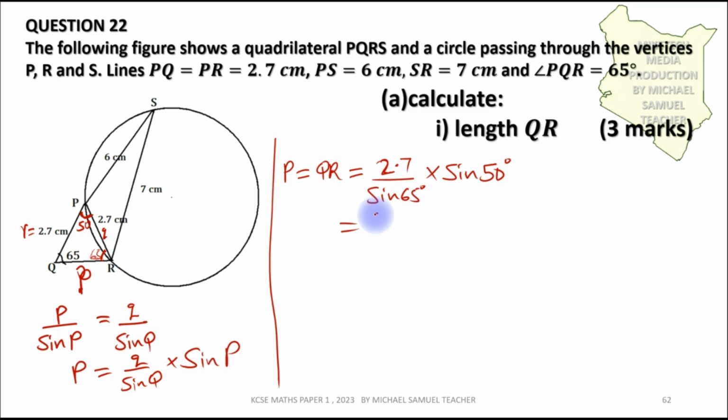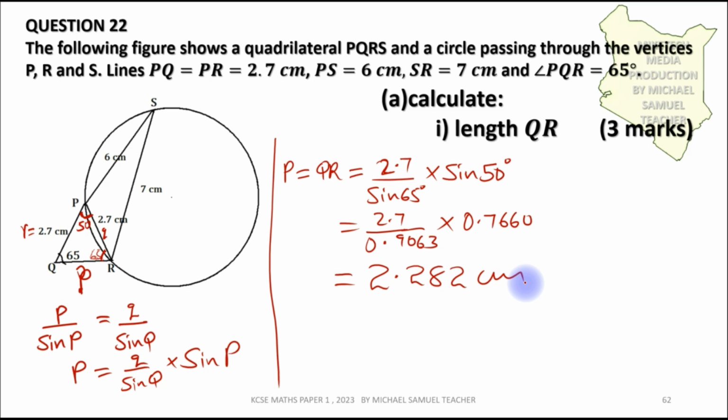So this will be 2.7 times sine 65. Using a calculator, you get 0.9063. Then times sine 50, using a calculator, is 0.7660. Therefore, using a calculator, you get 2.282 centimeters. To one decimal place, that will be 2.3, and that is the length of QR.